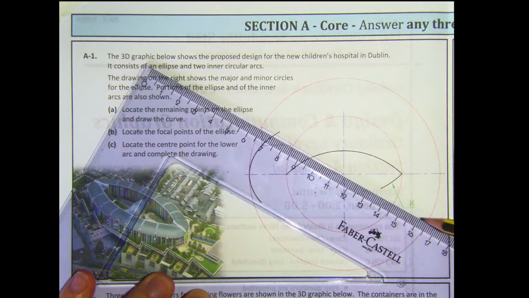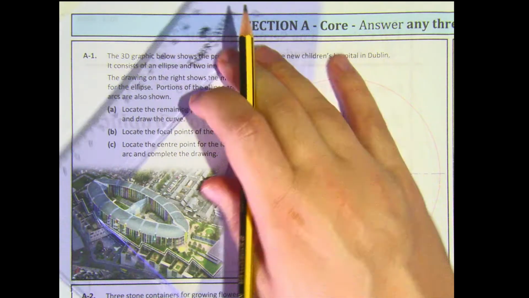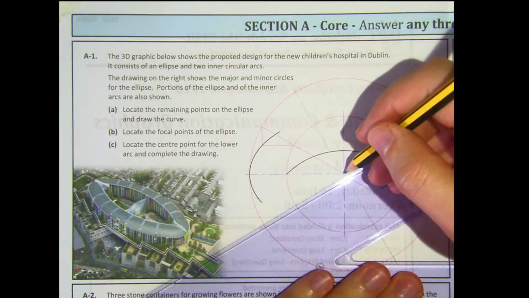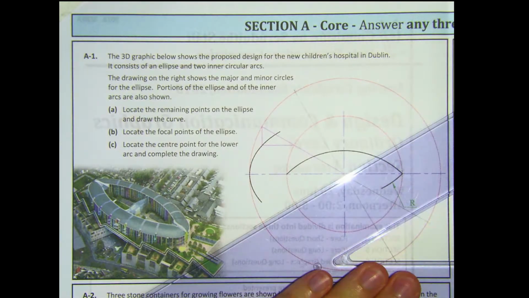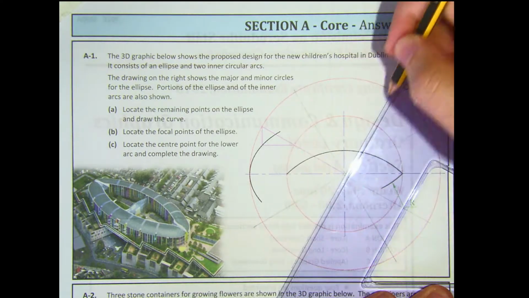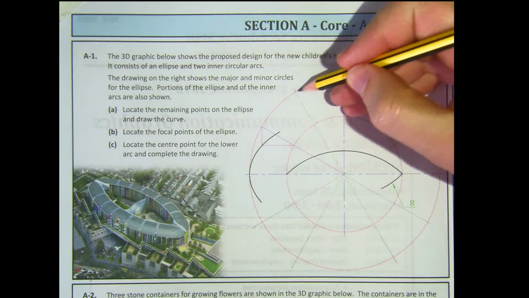So I'm going to extend that line out the other side, and I'm going to divide the major and minor auxiliary circles up with my 60-30 degree set square. You can use any angle you like, but 60-30 is handier. Just keeps it all fairly consistent. So this is our circle divided up.